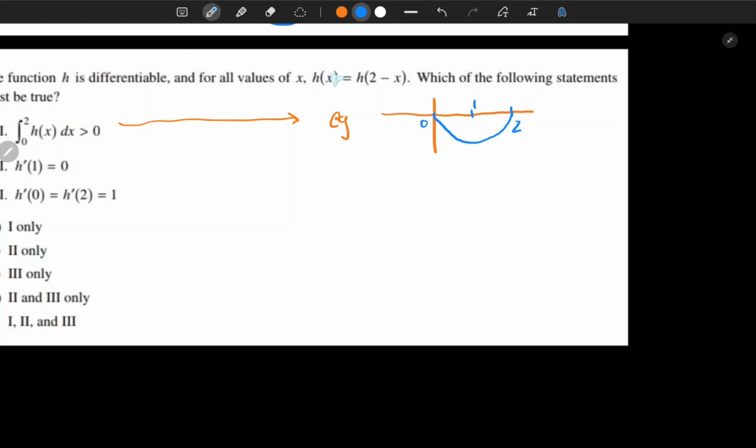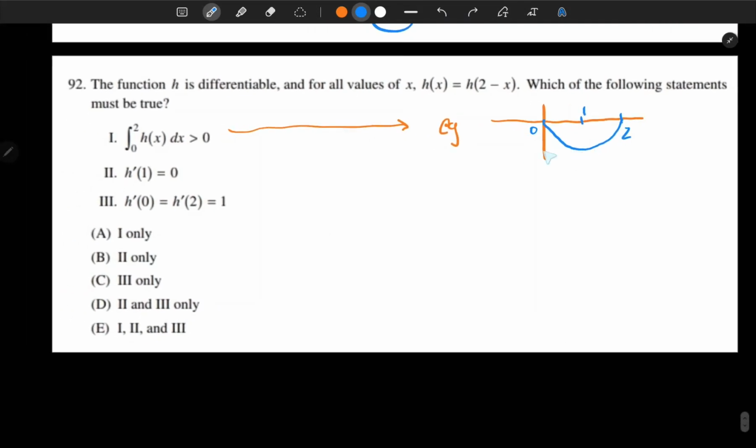This agrees with h of x equal to h of 2 minus x because it's symmetric about x equals 1. But this is a purely negative function here. So the integral is actually negative. So it's not true that the integral is always positive. So 1 is not correct.